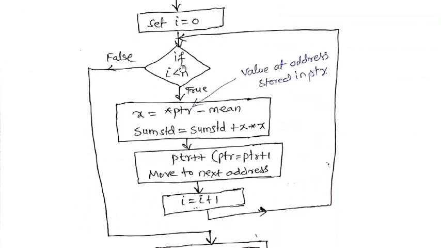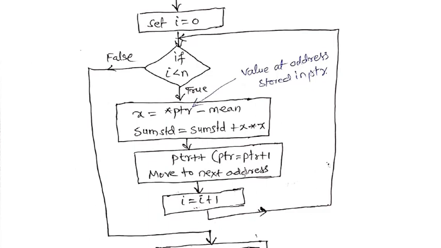I is equal to 0. If I is less than n, if the answer is true, x is equal to *ptr minus mean. What is *ptr? The value at the address stored in ptr. So ptr has an address, and we get the value stored at that address, minus the mean value. Then sum std is equal to sum std plus x square, and we move to the next with ptr++, ptr is equal to ptr plus 1, same as before.